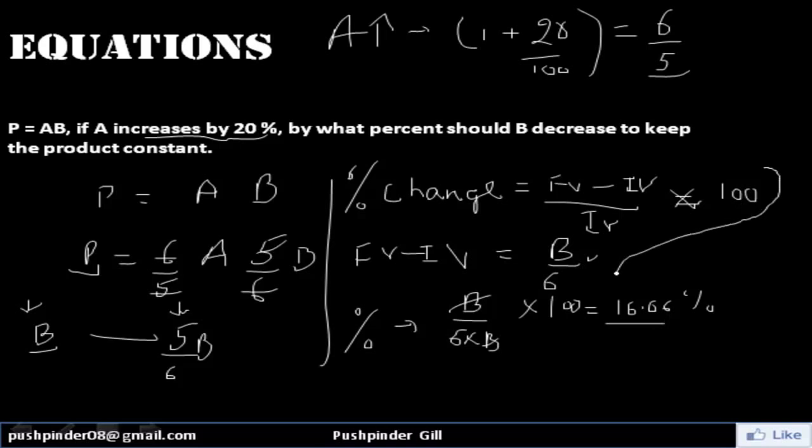Why I have done these number of steps is to explain the concept to you. However, you do not need to do it over and over again. Simply, B became 5 by 6 B from B. That means it reduced by 1 by 6. That is equivalent to 16.66%, right? So I hope everyone understood this.